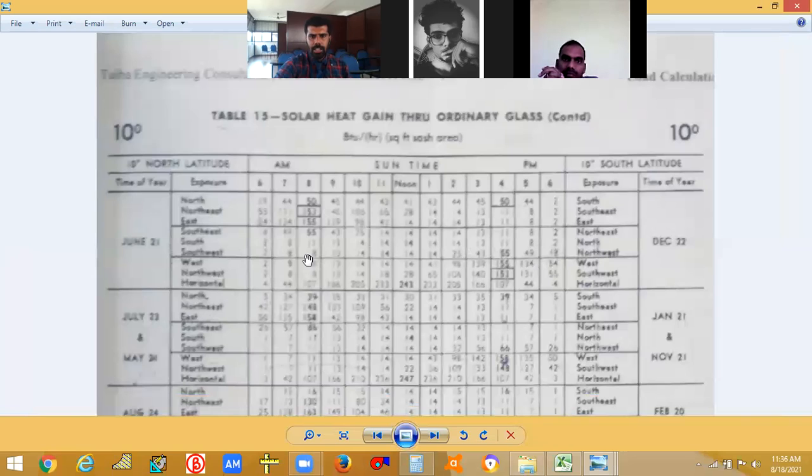In north, you can see here the time: AM, PM, 6 AM, 7 AM, 8 AM, 9 AM, 10 AM. It goes noon, then 1, 2, 3, 4. So we have to choose a highest value between 8 AM and 4 PM. Okay, between 8 AM and 4 PM, you have to choose the highest value. So you have to look at the latitude, the hottest month, the time between 8 AM and 4 PM, and what is the highest value in the north exposure. Because initially we are dealing with north exposure, we have to see what is the highest value which comes between 8 AM and 4 PM.